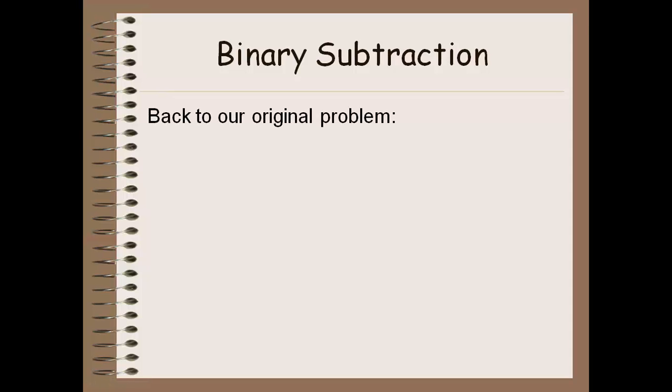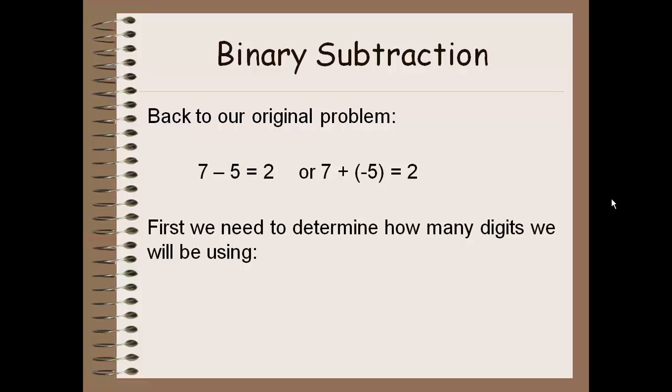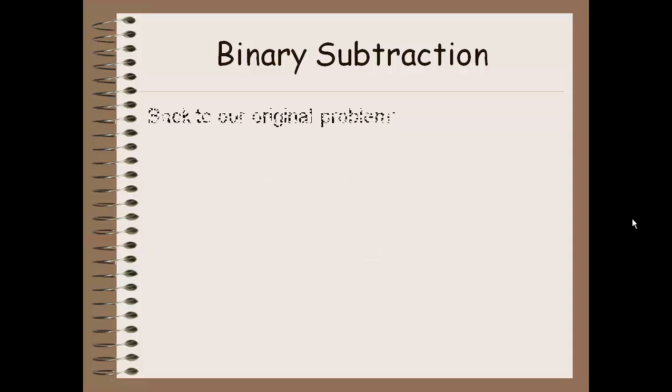So now we go back to our original problem. How can I do subtraction? Because now I know how to show a negative number. So what I'm going to do is 7 plus negative 5 is equal to 2. So first we have to figure out how many digits we are going to use. In this case, we know 7 is 3 numerical digits, and I'm going to have 1 sign digit representing the positive or negative.